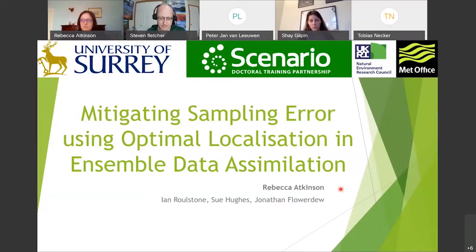This is Rebecca Atkinson with mitigating sampling errors using optimal localization in Ensemble data assimilation. Hi everyone. I'm Rebecca Atkinson and I'm a PhD student at the University of Surrey. And before I start, I'd just like to acknowledge and thank my supervisors, Ian Rulstone and Sue Hughes at the University of Surrey and Jonathan Flaherty at the Met Office for their support and guidance with this work.